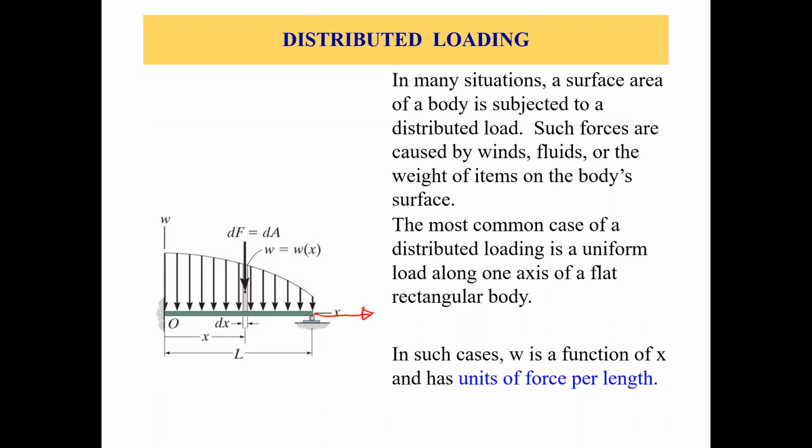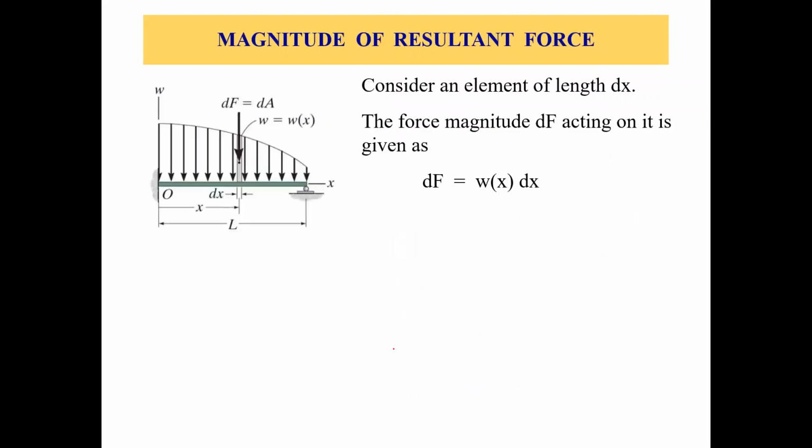The length of the beam is L, right? Now, this loading shown with the help of these black arrows is the distributed loading. So let's talk about this distributed loading. The magnitude of this distributed load is W, right? And W is a function of X, because X is the direction along the length of the beam. Okay, now let's move forward and let's see how we derive some equations.